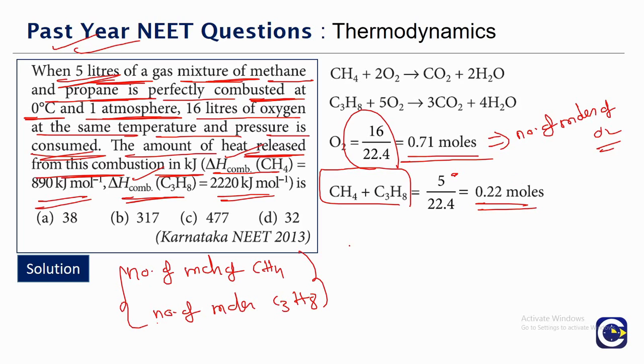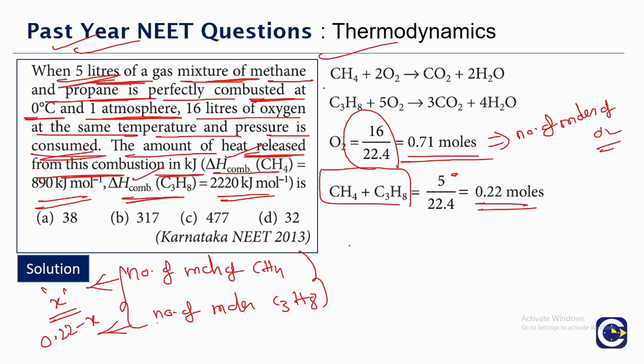How much? 0.22. So let us say x is the number of moles of methane. Total is 0.22, which means the number of moles of propane will be 0.22 minus x. The number of moles of methane we are calling x. Okay? This is a variable, and we have to calculate this x value. The number of moles of propane will be equal to 0.22 minus x. Now observe carefully.